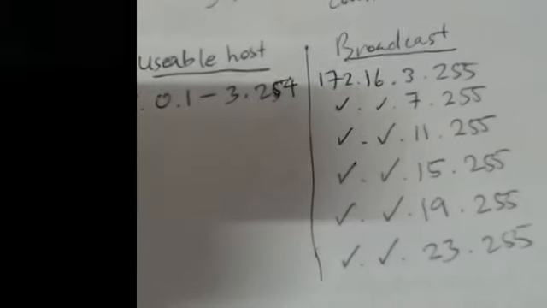We have 172.16.0.1 all the way up to 3.254. That will be our usable range for the first subnet. So you're going to assign 172.16.0.1, 0.2, 0.3, 0.4, 0.5 until you get to 3.254, and your broadcast will be 3.255, and that's the first subnet. And then you go down to the next subnet, next subnet, next subnet, and it goes on and on.